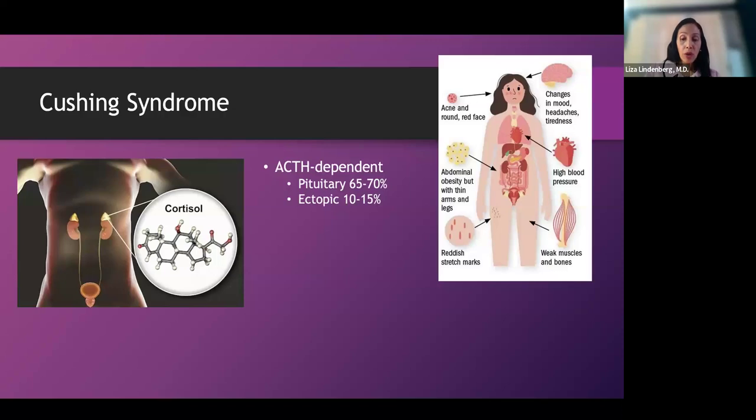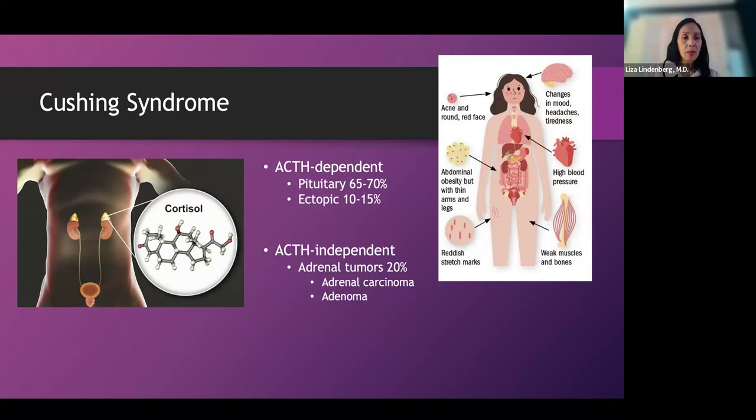The optimal strategy for detecting ectopic ACTH secreting tumors has not been defined. There is also the ACTH independent or autonomous adrenal secretion of excessive amounts of cortisol, which is not stimulated by ACTH. And adrenal tumors comprise 20% of this, and that can be seen in adrenal carcinoma or in adenomas.